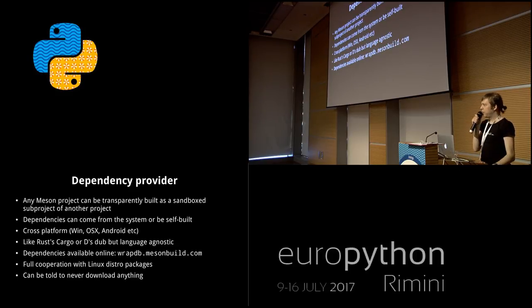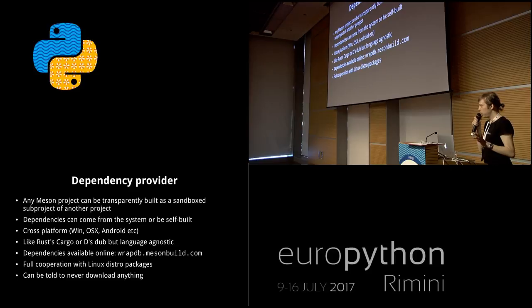And we have this thing called WrapDB, which hosts these dependencies online. And this works in total cooperation with distro packages. So if you are a distro packager, one of the things you hate more than anything else is that people embed the sources of their dependencies inside their packages, and then they build those, and then you have to rip them out, and maybe they have changed it and all that stuff.